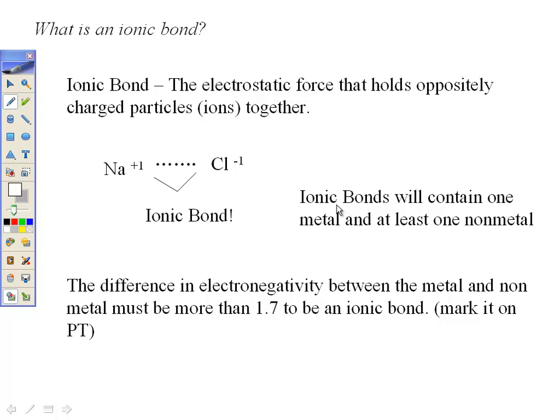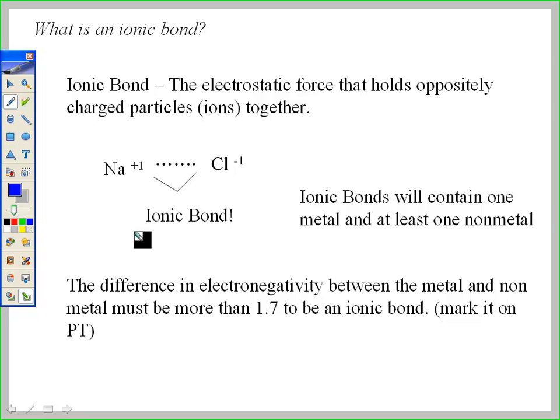When you have an ionic bond, one of those components is always going to be a metal. In this case, it's the sodium, and it's always going to be the cation, the positively charged, and one nonmetal, which will be your anion. So I'm going to go ahead and write that in here. Your metal is going to be the cation, and your nonmetal is going to be the anion.